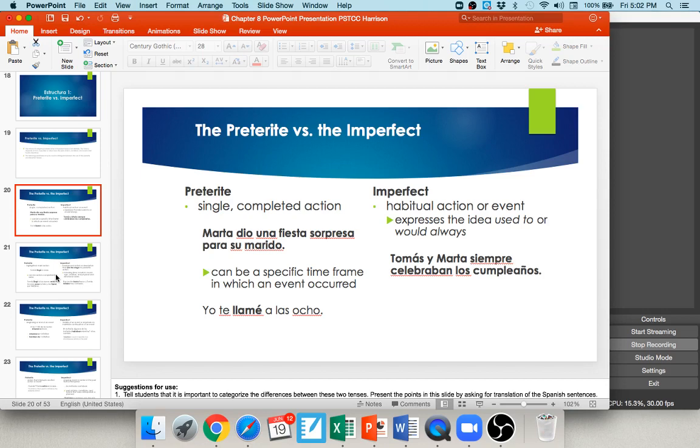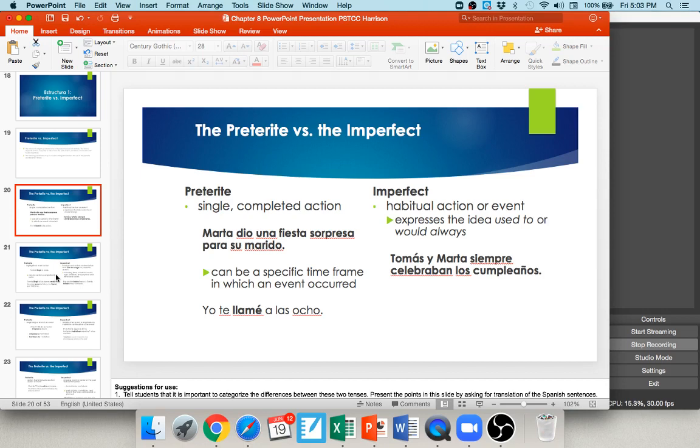Also, the preterite is generally used for single completed actions. Marta dio una fiesta de sorpresa para su marido. Marta threw a surprise party for her husband. Done. She threw the party. It's over. Done. A single completed action. So specific times and completed actions, use the preterite.